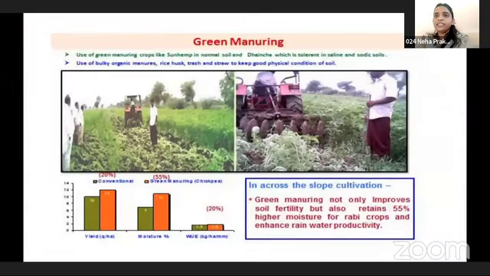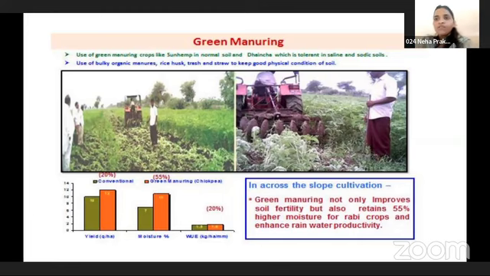Another technology is green manuring. What is green manuring? We have to cultivate some specific crop, such as a legume crop or a non-legume crop, in our field, and we have to bury it. It is a technology for decomposition. We bury that crop in our field, and this plays an important role in the production of soil organic matter in our soil.